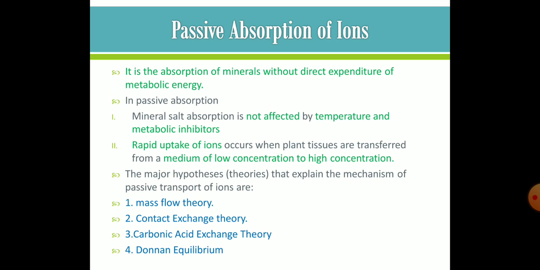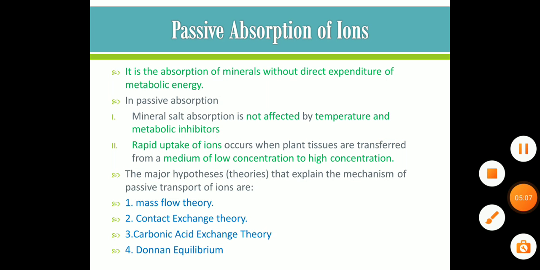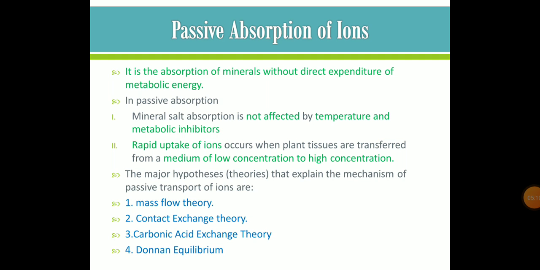Various theories have been put forward to explain this passive mechanism. There are mainly four theories: the mass flow theory, the contact exchange theory, the carbonic acid exchange theory, and the Donnan equilibrium. All these four theories explain how passive absorption of ions takes place in plants. Let us go through them one by one.